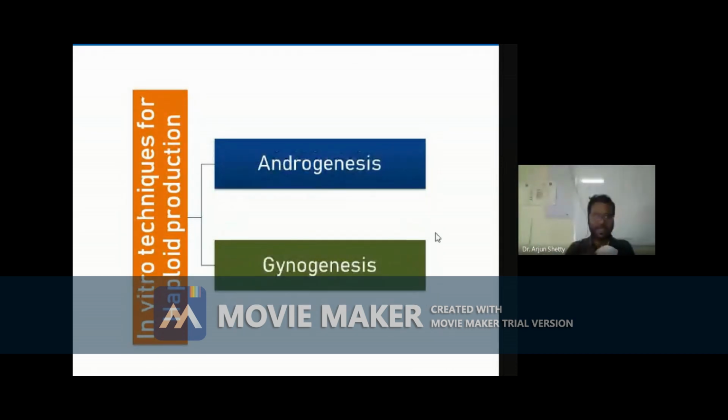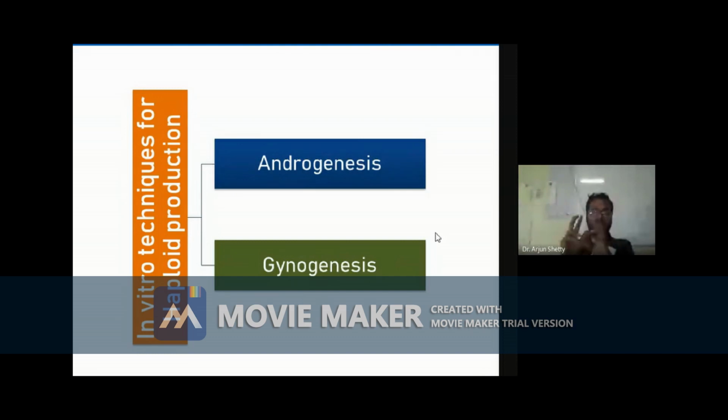Now coming to the in vitro techniques. So that's what we have studied within the plant body. That is what we call the in vivo techniques for the production of haploid plants. Now coming to the in vitro techniques which have been employed for production of haploid plants. Here we have androgenesis and gynogenesis.